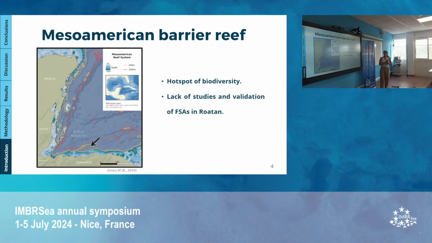Okay. So the Mesoamerican barrier reef is an important ecosystem that extends from Mexico to Honduras. It supports a vast level of biodiversity essential for the formation of FSAs. Most of the studies about groupers and FSAs validated have been carried out in Belize, while in Honduras there's a lack of knowledge, and without this information, it's difficult to manage these aggregations.